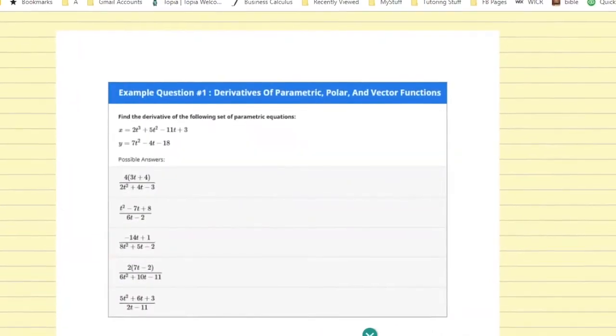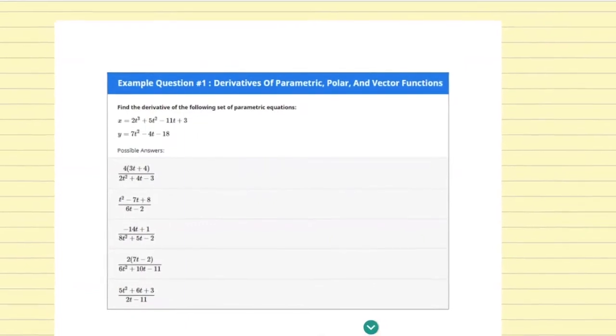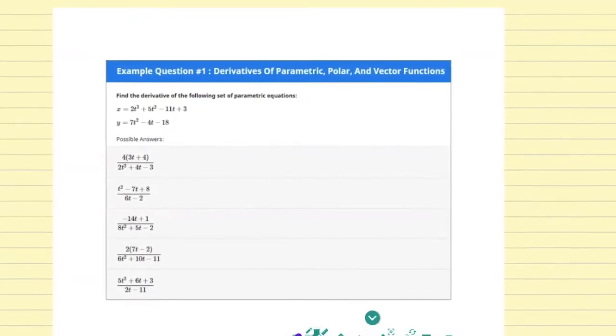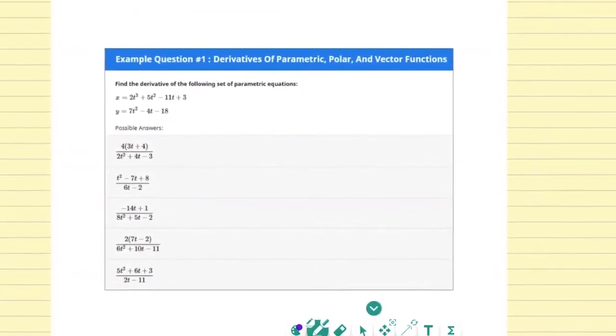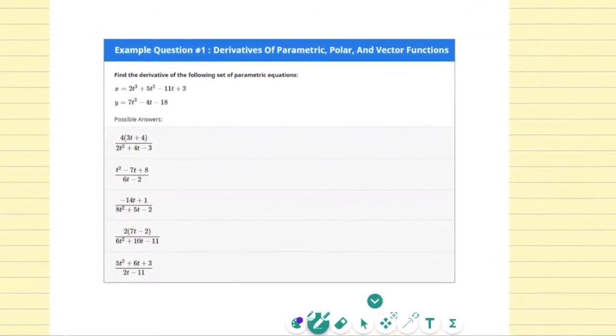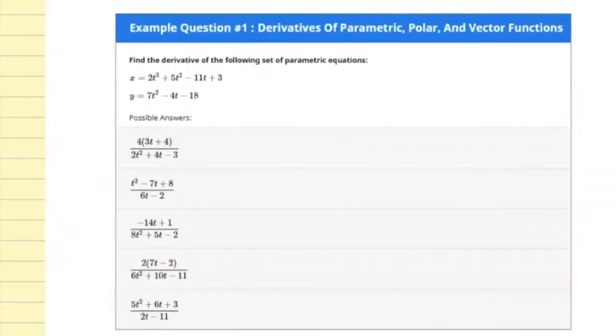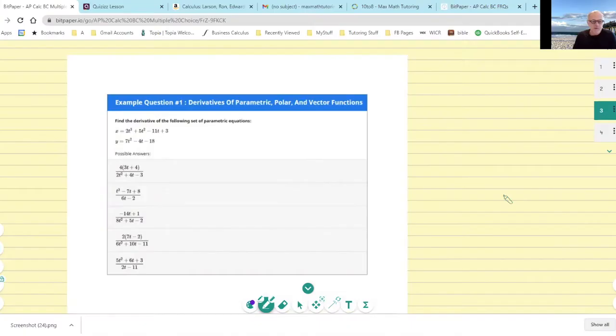First example is doing derivatives of parametric, polar, and vector functions. So starting off, we have a derivative of the following two parametric equations: x equals 2t to the third plus 5t squared minus 11t plus 3, and y equals 7t squared minus 4t minus 8t. We give a list of possible answers to choose from. What they're looking for is dy/dx.